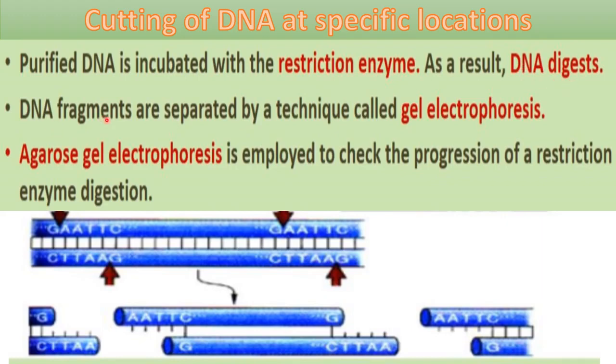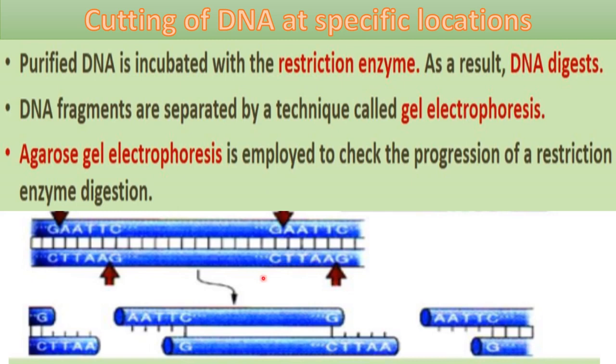Now DNA fragments are separated by a technique that is called gel electrophoresis. So we will learn about this technique now for the separation of DNA fragments. In gel electrophoresis, agarose gel is used. Agarose gel electrophoresis is employed to check the progression of a restriction enzyme digestion. So this is a technique by which we can check whether the restriction enzyme is doing its work or not, whether the DNA is actually digested due to the action of restriction enzyme or not.